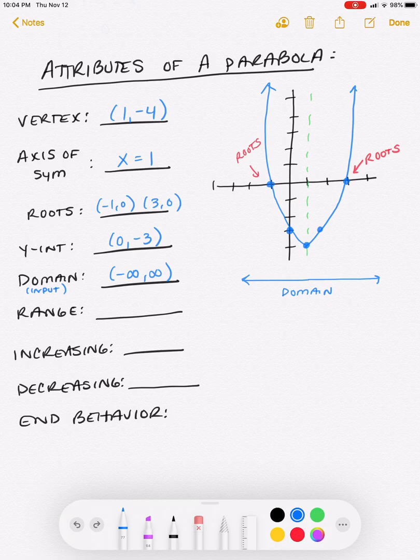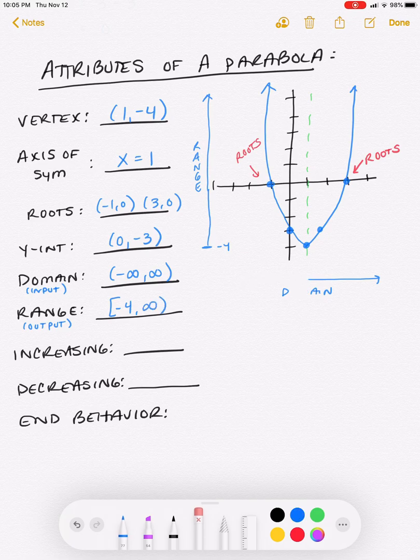Now the range is a little bit different, okay? The range of a parabola is going to be the set of all output values, okay? And what we see here, it's going to end up being the vertical span of the graph. Well, the lowest point on the parabola right here is going to be at -4, but then we can see that the span of it goes up forever. And so the range is the vertical span of the graph. And we would say that the vertical span is going to go from -4 to infinity.